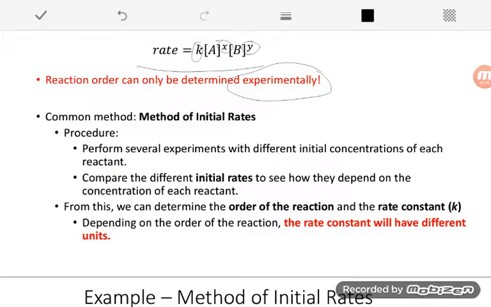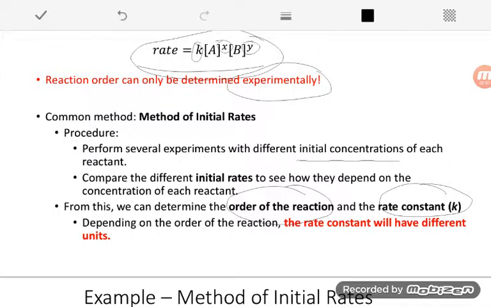And one of the most common methods is what's called the method of initial rates. The basic idea is you run the same reaction over and over again, but you change the initial concentrations of your reactants, and then you measure the rate of that reaction. After that, you can see how the rate changes when you change those concentrations, and through doing some careful analysis, we're going to be able to figure out the order of the reaction and that rate constant. So we'll be able to fill in our rate law here.